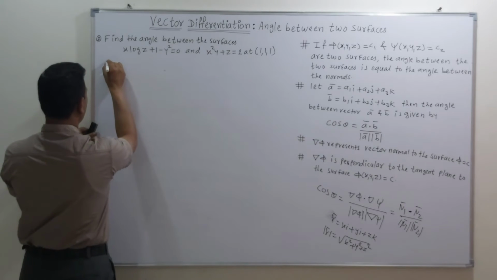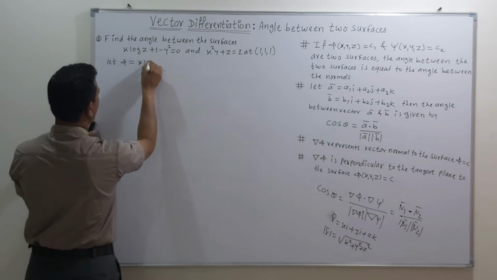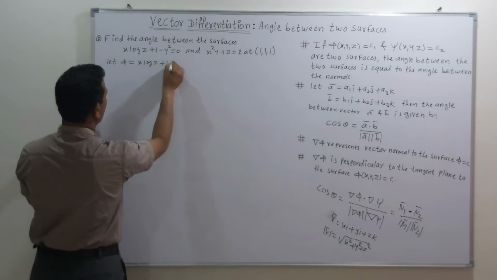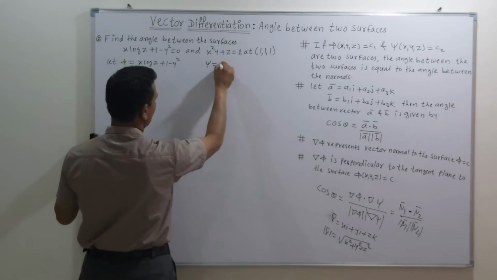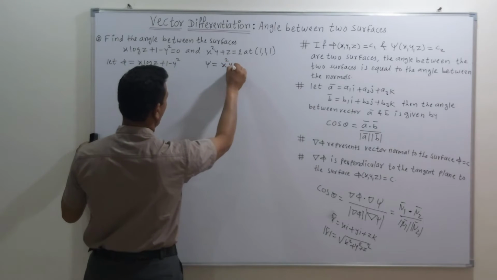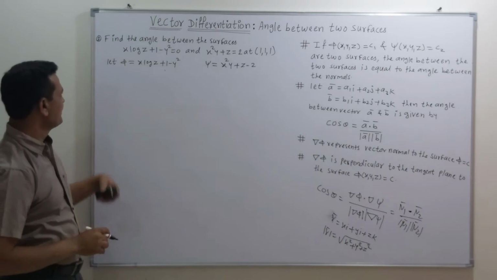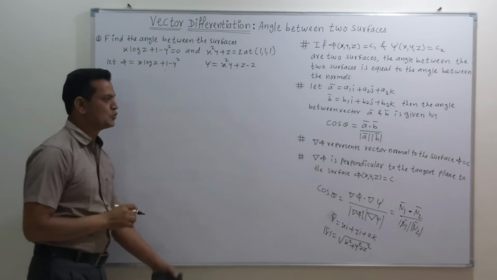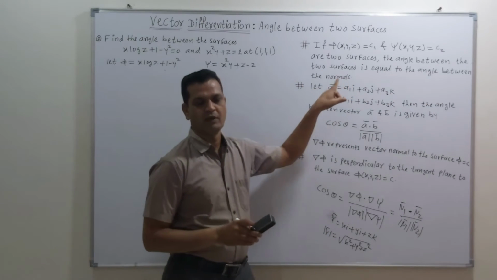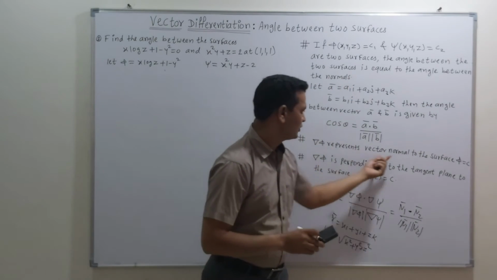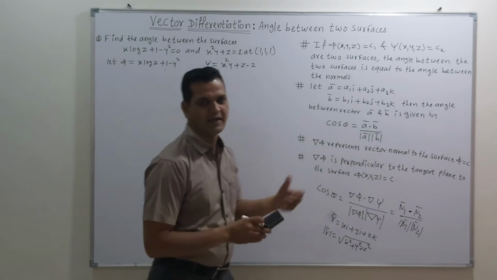So here friends, let's denote the first surface by phi, which is x log of z plus 1 minus y square, and let's denote the second surface by psi, which is defined as x square y plus z minus 2. So these are the two surfaces. Now our aim is to find the angle between these two surfaces. We know that the angle between these two surfaces is equal to the angle between the normals. So first find the normal to the surfaces, which means finding the value of del phi and del psi.